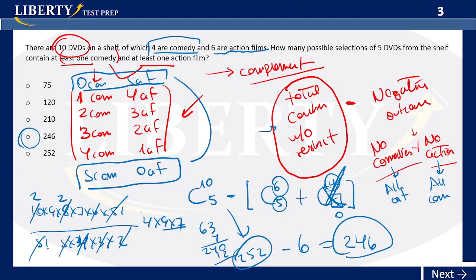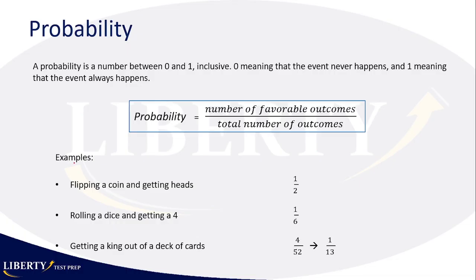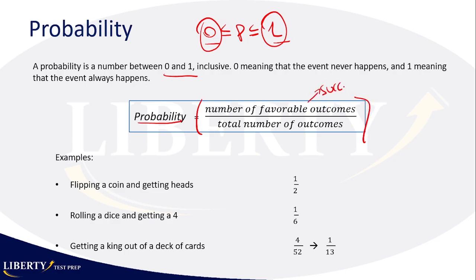Okay, now let's go to the next one. All right, so now we're going to start with probability. So probability is a number, okay, between 0 and 1. So your P has got to fall between 0 and 1. 1 meaning that whatever you want to happen happens always, all the time. And 0 meaning that whatever you want to happen will never happen. Okay, so the probability is a fraction given by the number of favorable outcomes, successful outcomes, and then the total number of possible outcomes.